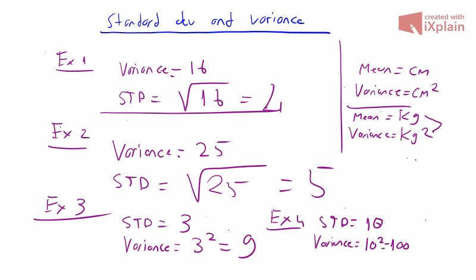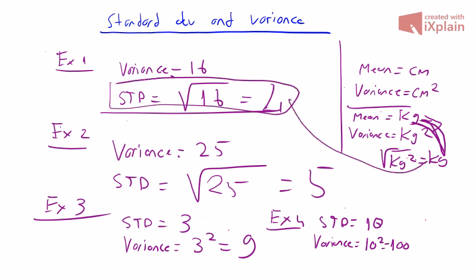So since those two units are different, we would like to take the square root of this variance. The square root of kilogram square will be equal to kilogram. So it will be the same as the mean's unit, right? So again, yes, variance and standard deviation are the same thing. In theory, variance is the same as the standard deviation. But standard deviation is more important because it will give us the same unit as the mean.